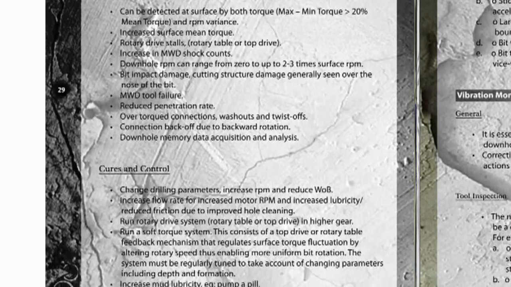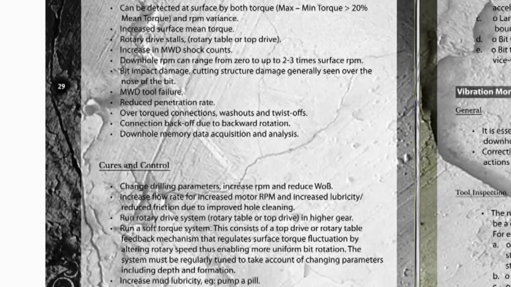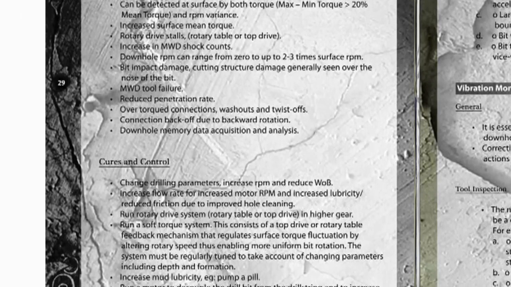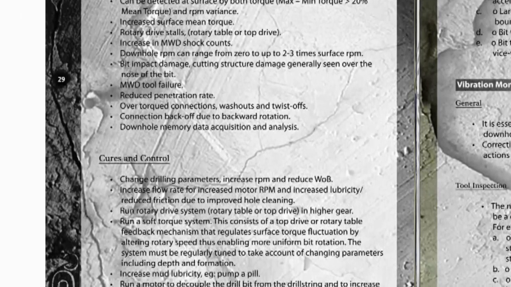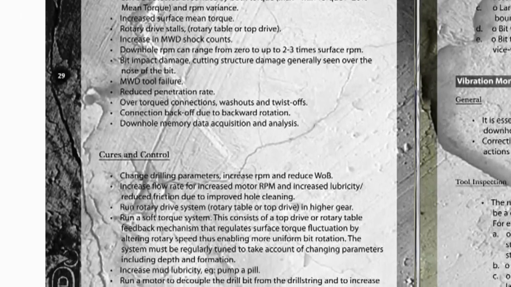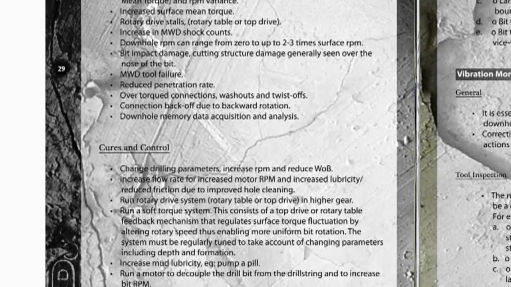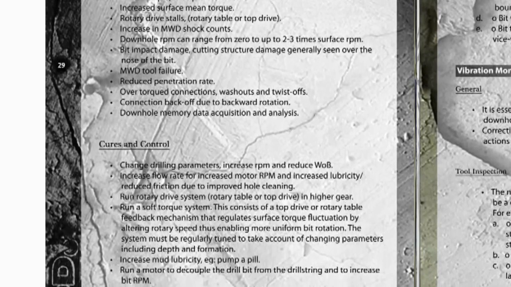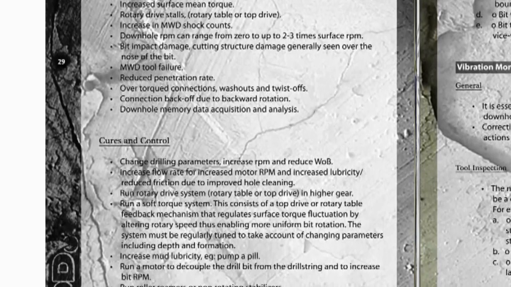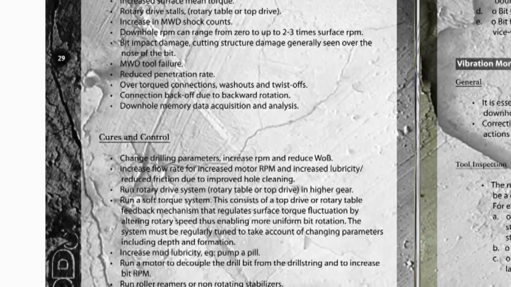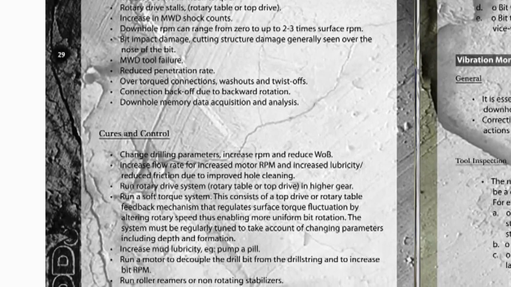This consists of a top drive or rotary table feedback mechanism that regulates surface torque fluctuation by altering rotary speed, thus enabling more uniform bit rotation. The system must be regularly tuned to take account of changing parameters, including depth and formation. Increase mud lubricity, for example, pump a pill.